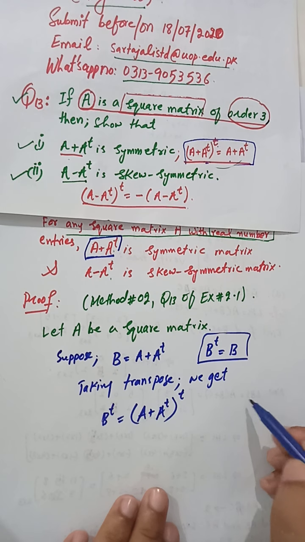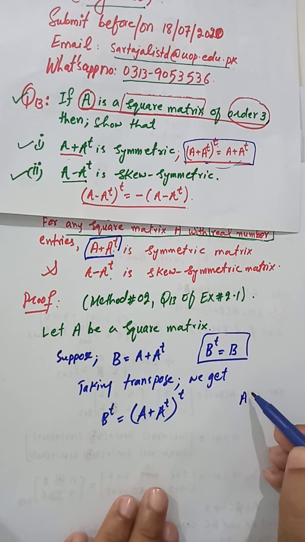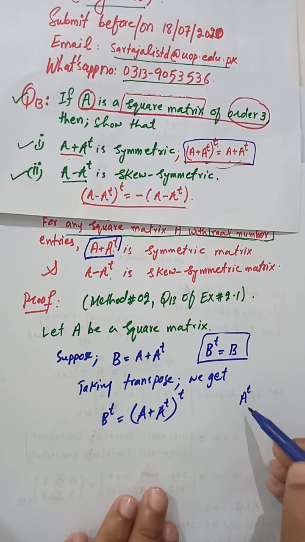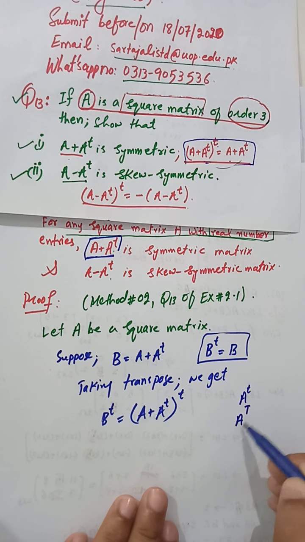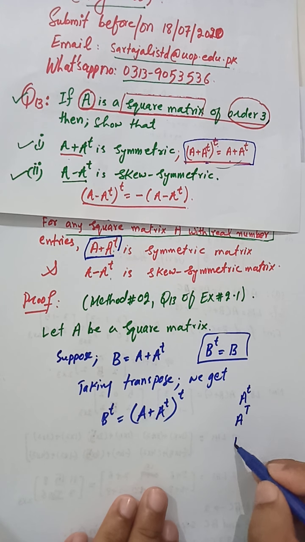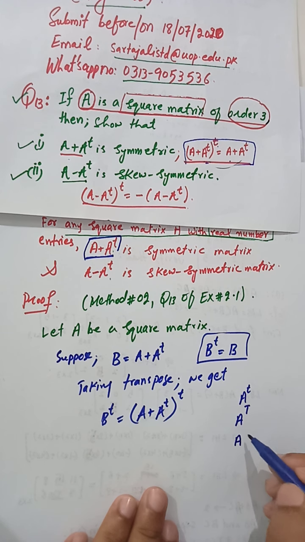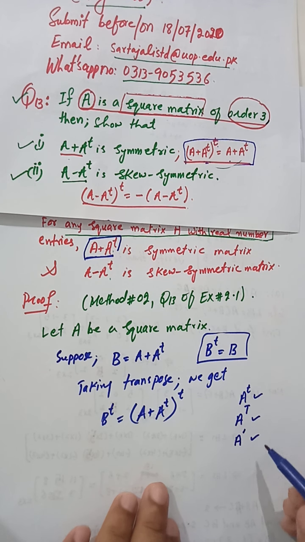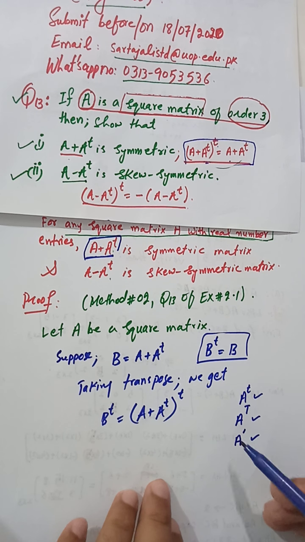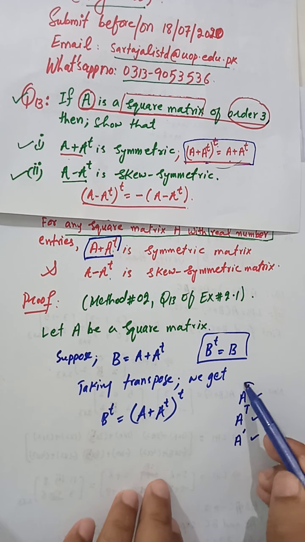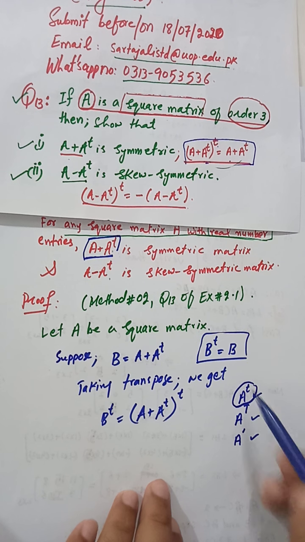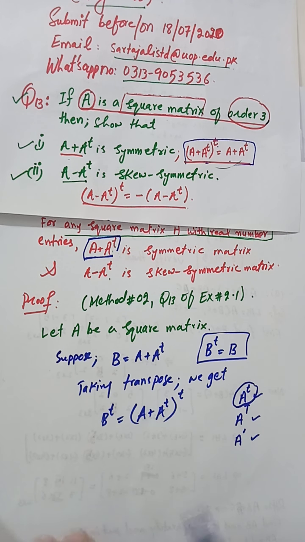Remember that the transpose of a matrix A is denoted by small t in the power of A. This can also be denoted by writing capital T on the power of A, and it can also be denoted by this. So these are the three notations for the transpose. Different books use different notation, but we are using this notation for the transpose of A.